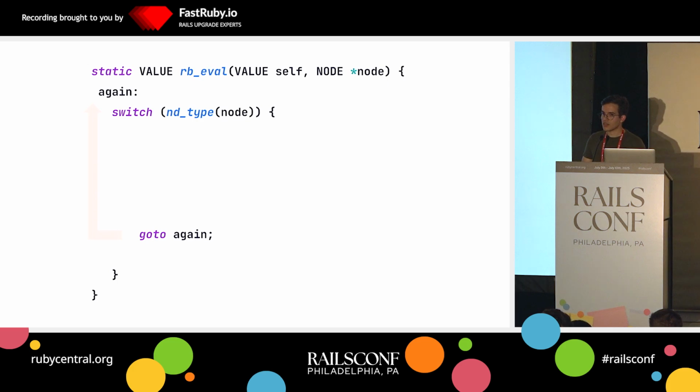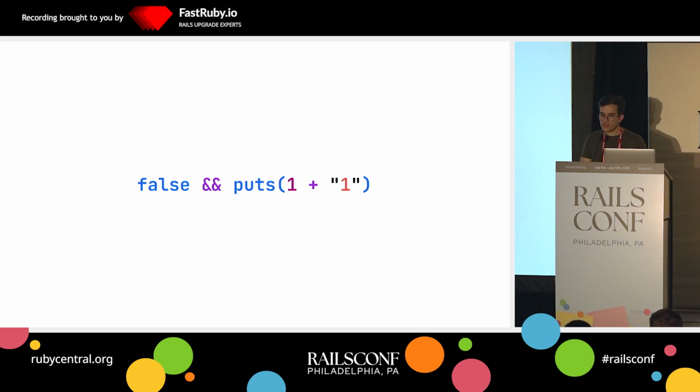Remember that label that I talked about? Well, in C, when you use goto on a label, you basically make the code start executing where you pointed at. So the code will go back to the again label and start switching on the node type again, but now we are interpreting the right side. So this is why in a language like Ruby, even though you have something on the right side that would be an error, like summing a number and a string, because the left side is falsy, we don't even execute that. So there's no error happening here.